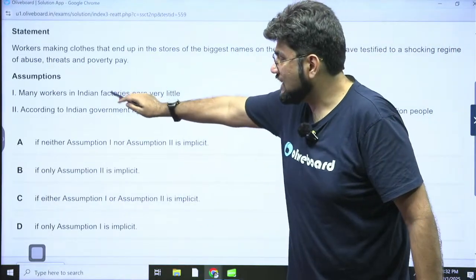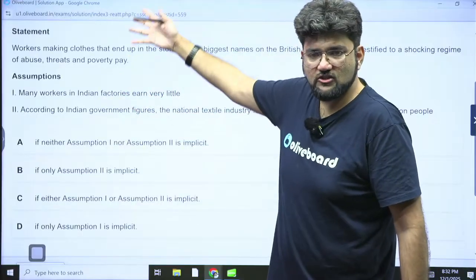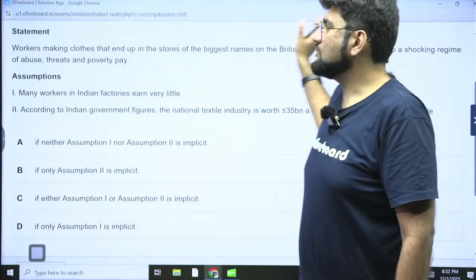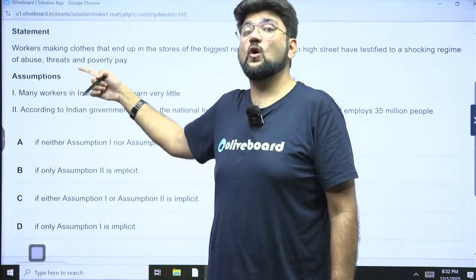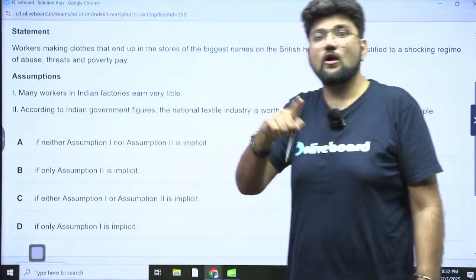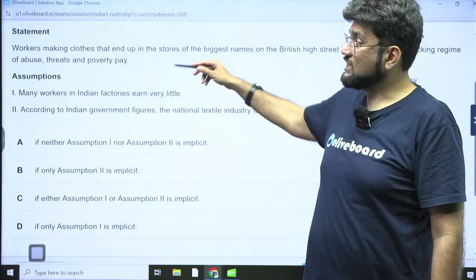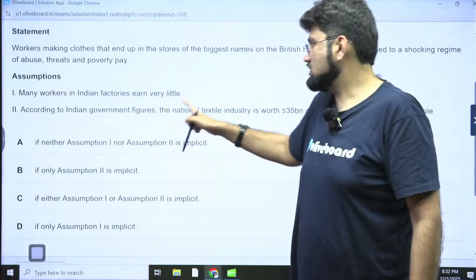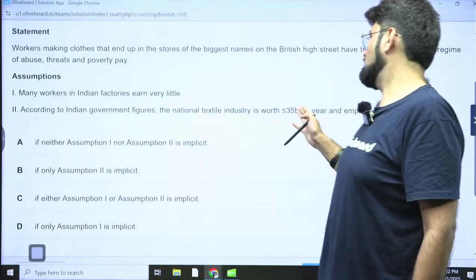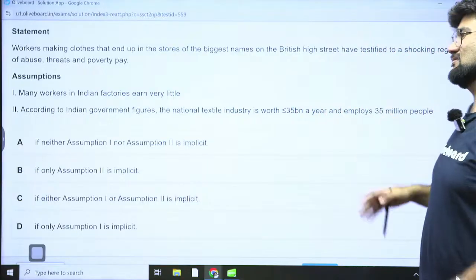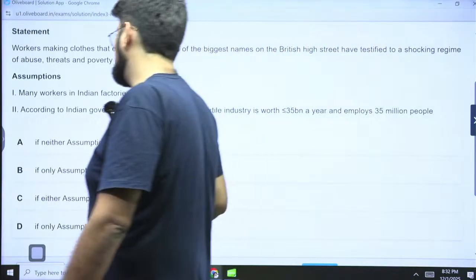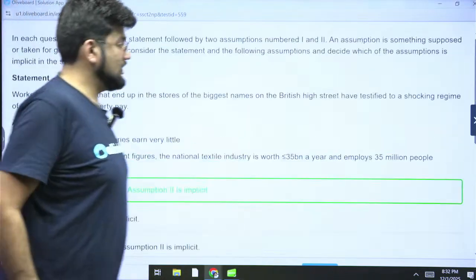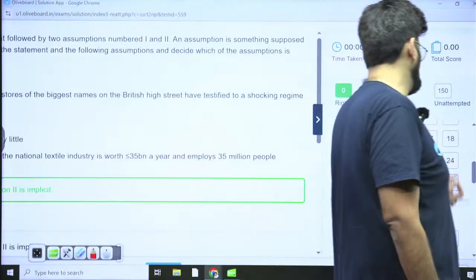Many workers in Indian factories earn very little. Have they mentioned anything about India? No. Okay, nothing has been mentioned about India. This is just your assumption, and you are not the one who is going to assume here. You are going to think about the author's assumption. This is incorrect. According to Indian government figures, the national textile industry is worth less than equal to 35 billion a year and employs, again, useless data. It's completely vague. So neither assumption 1 nor 2 follows. It's a very quick question. 50 seconds, too much. Too much for this.